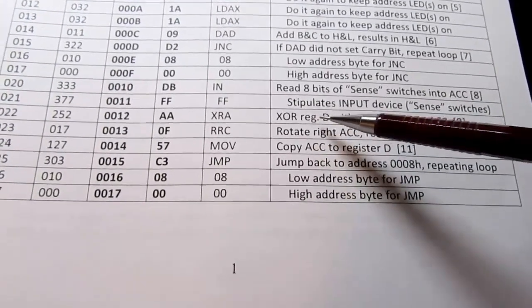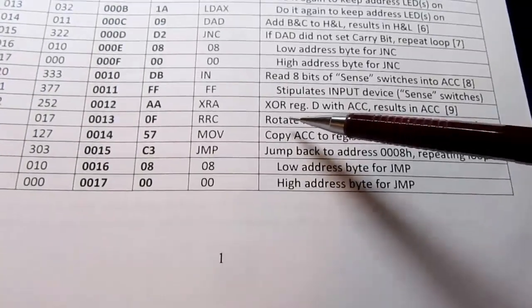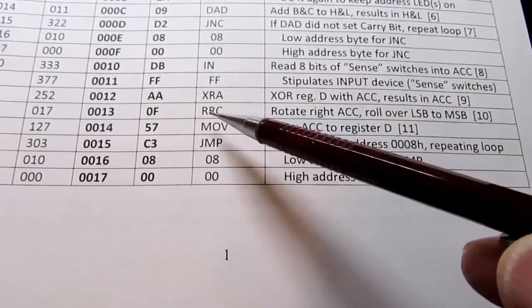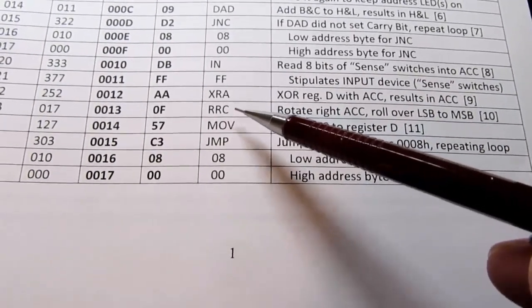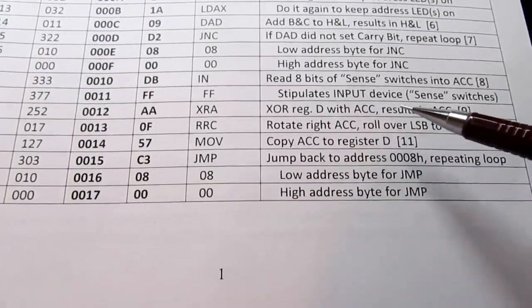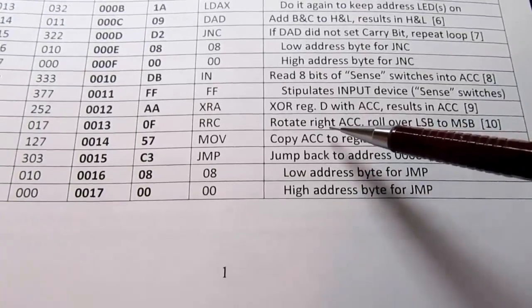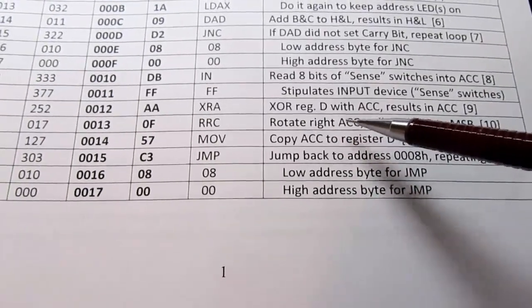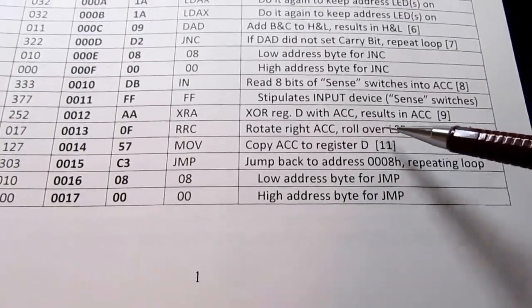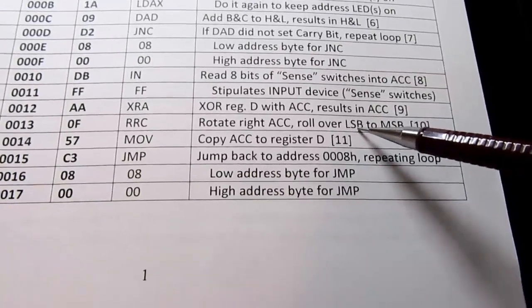Well, now that we've done that, we also have to accomplish the scrolling functionality. So we do an RRC instruction, that's rotate right accumulator. So it takes the accumulator data, whatever it is, and rolls the pattern to the right. It rotates it to the right and rolls over the least significant bit to the most significant bit.